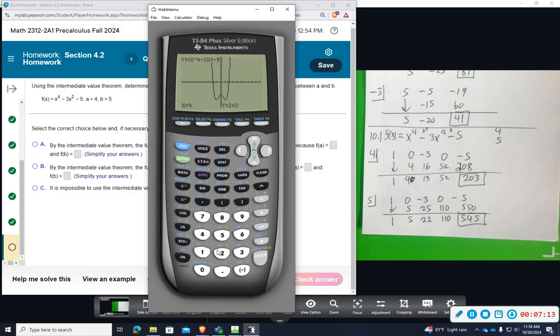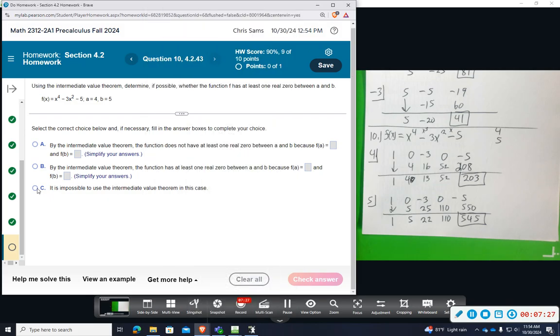So now I can just type 5 and hit enter. It's saying x equals 5, that's what we did, and it shows me the 545, which is what we got. So again, in this case, both of them are positive, so we cannot use the intermediate value theorem to see if there's a 0.